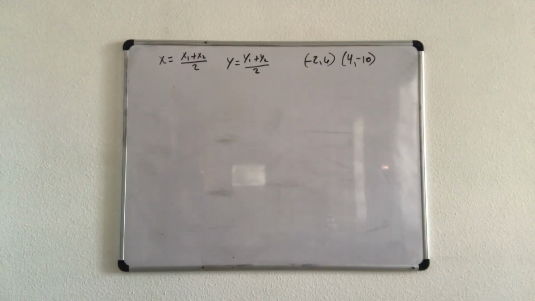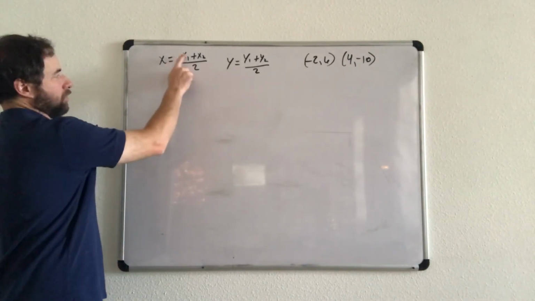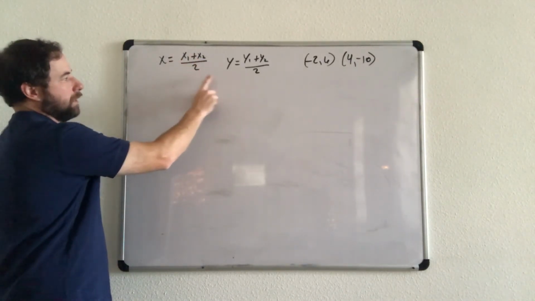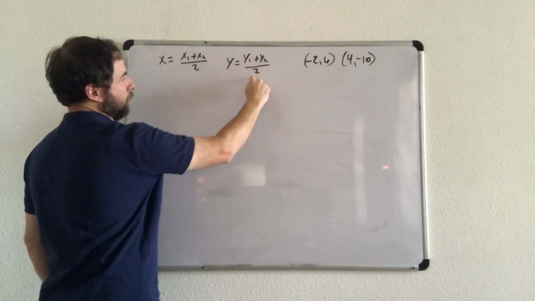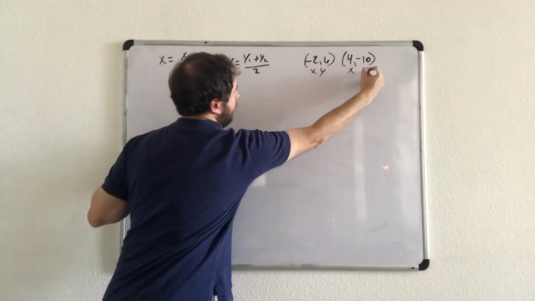The last one is the midpoint formula, which is fairly easy. Pretty sure you have an app for this in your calculator. We can look at it in class. But the way this works is the midpoint of x is x1 plus x2 divided by 2. Midpoint of y is y1 plus y2 divided by 2. Obviously, this is the x and the y, and the x and the y.